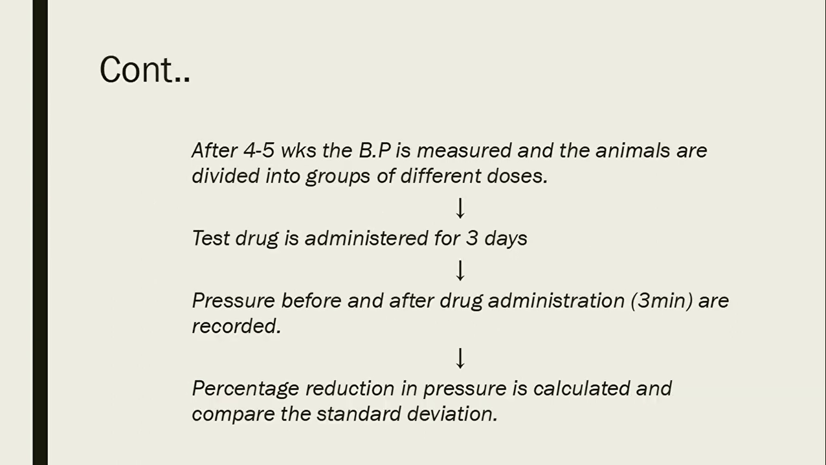Then after 4 to 5 weeks, the blood pressure, BP, is measured, and the animals are divided into groups of different doses. Then the test drug is administered for 3 days. Pressure before and after the drug administration, at 3 minutes, is recorded, and percentage reduction in pressure is calculated and compared using the standard deviation.